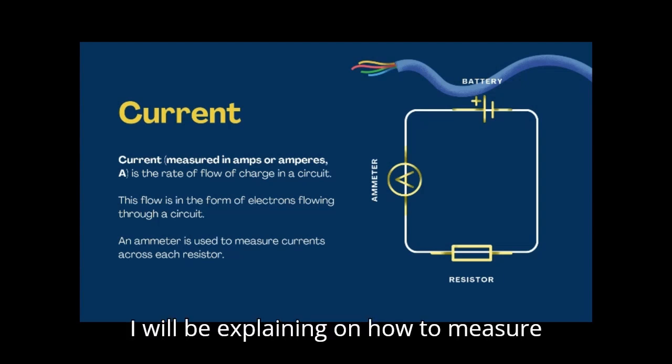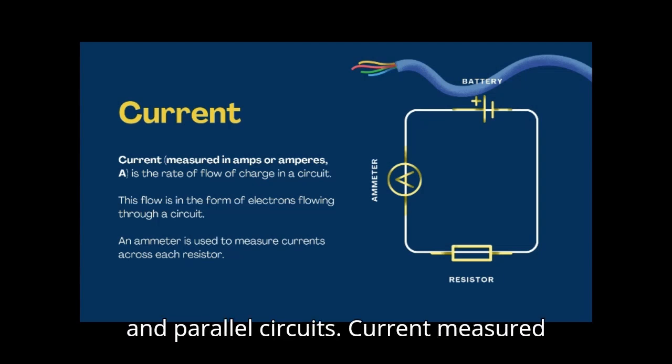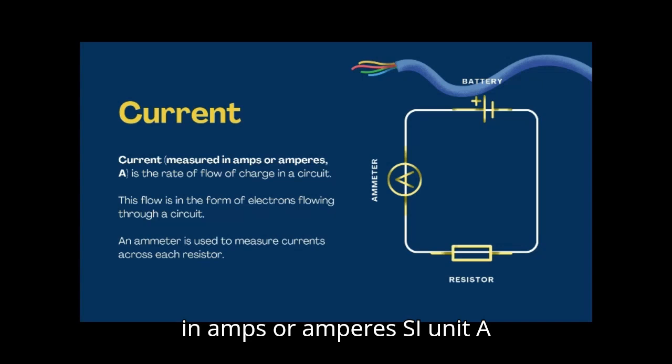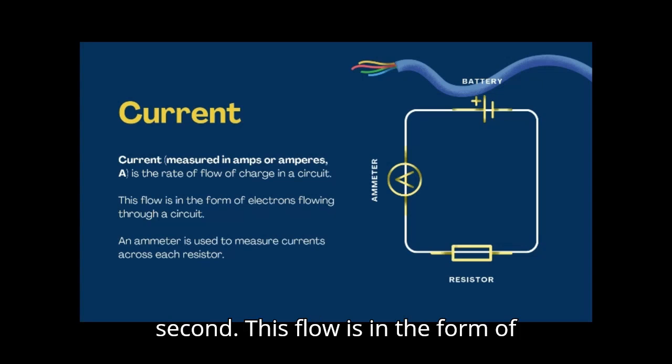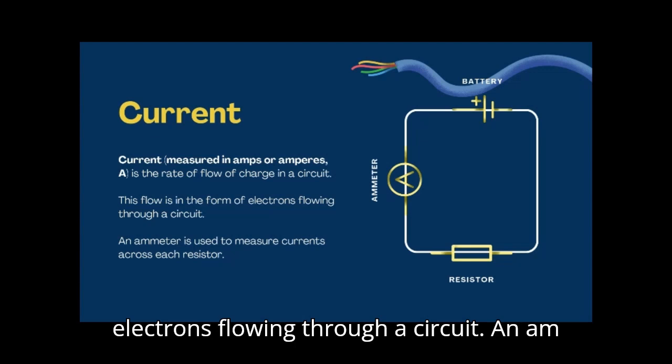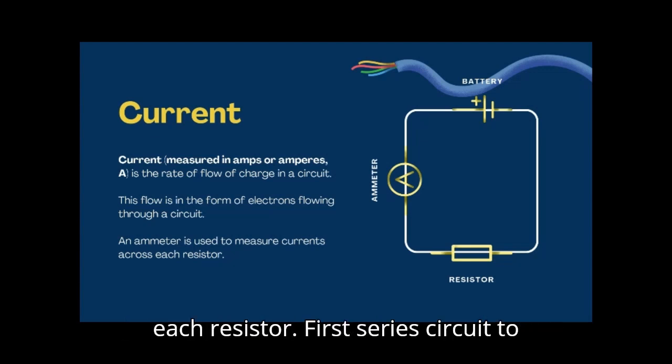I will be explaining how to measure and calculate the current in series and parallel circuits. Current, measured in amps or amperes, SI unit A, is the rate of flow of charge in a circuit. This flow is in the form of electrons flowing through a circuit. An ammeter is used to measure currents across each resistor.